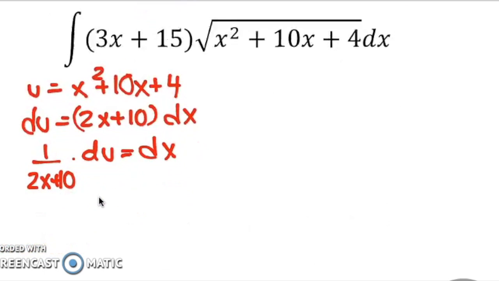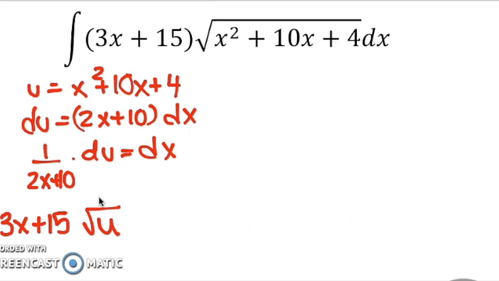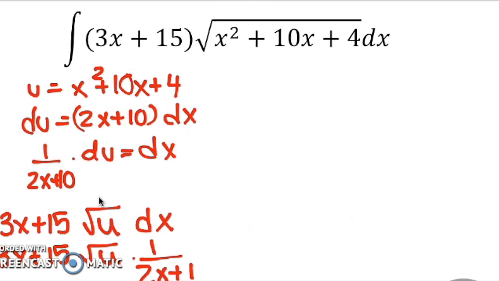So this is going to be, again, not in an integral because this is not proper notation to mix my variables. So I'm going to have 3x plus 15 times square root of u dx, which is 3x plus 15, square root of u times 1 over 2x plus 10 du.